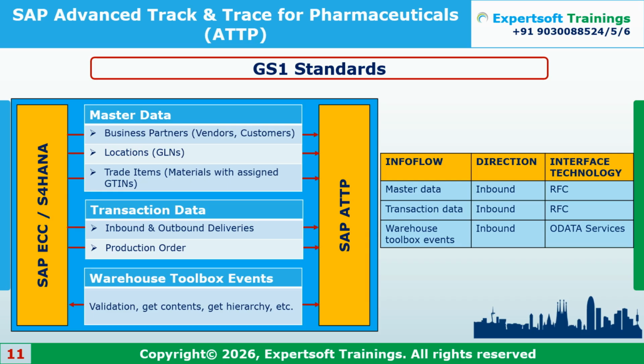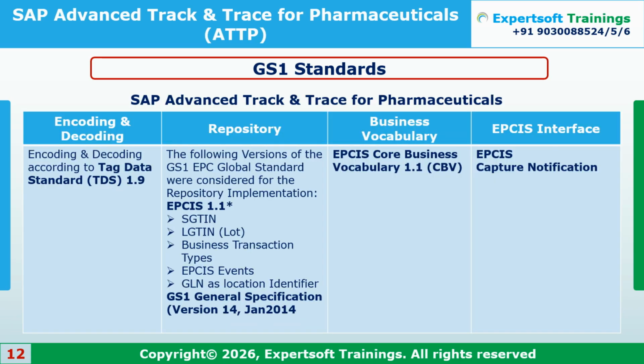As I told you, ATTP should receive the data in a certain format with certain tags, as I told you, encoding and decoding tags in an EPCIS file format, right? So this format will help SAP ATTP to understand and read the tags, basically, right?